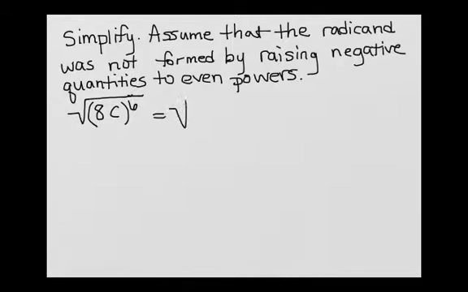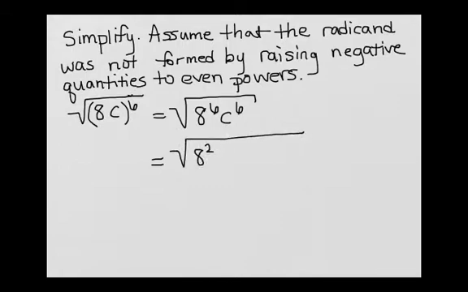So we could rewrite this as the square root of 8 raised to the 6th power and c raised to the 6th power. And since we're taking the square root, we want to look for pairs of factors. So we could rewrite this as 8 squared times 8 squared times 8 squared, because here we have 2 factors of 8 times 2 factors of 8 times 2 factors of 8, giving us that total of 6 factors of 8. And we could do the same with the c. C squared times c squared times c squared. And again, here we have 2, 4, 6 factors of c, giving us a total of 6 factors. So this is equivalent to the original.